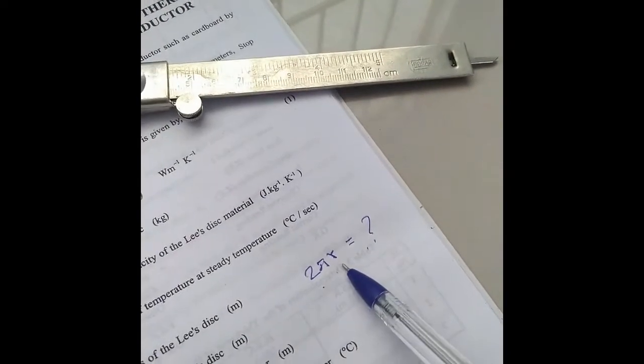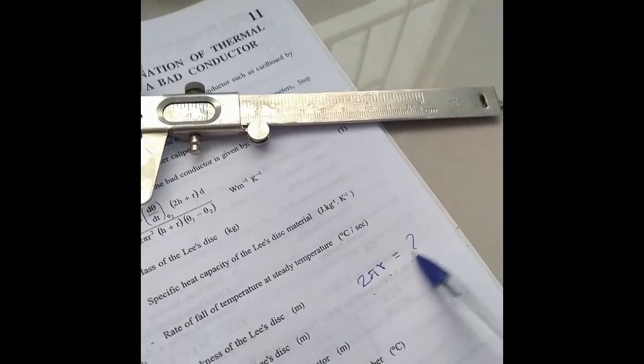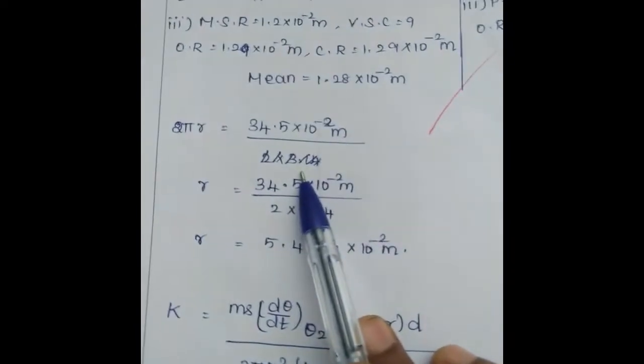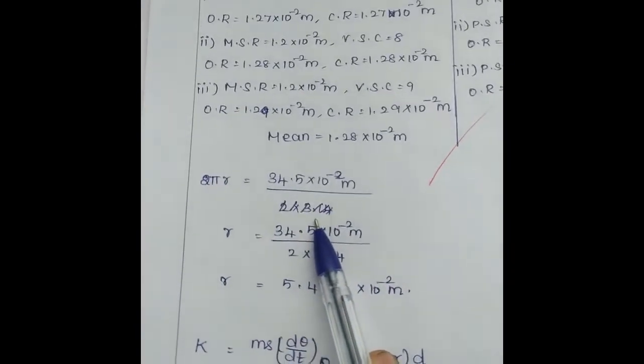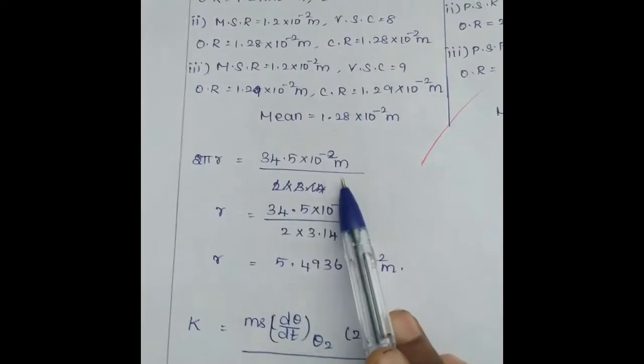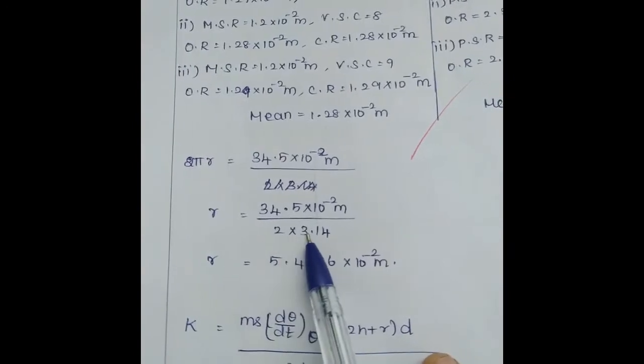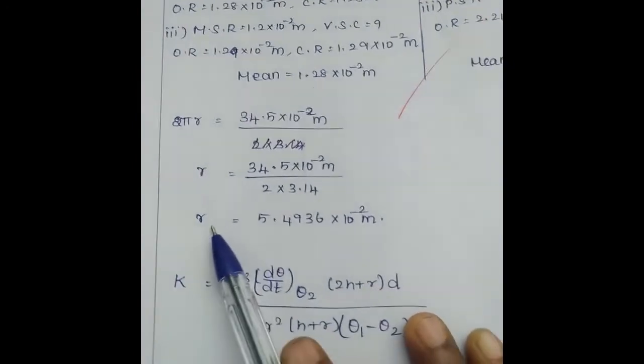You will be finding the value of 2 pi r. From this you can calculate the radius of the least disk, which is nothing but that value you are finding divided by 2 into 3.14. That will give you the radius of the least disk. Let me show you that also. So see here, 2 pi r, the circumference of the least disk, came as 34.5 centimeters. So 34.5 into 10 power minus 2 meter divided by 2 into 3.14. That will give you the radius of the least disk.